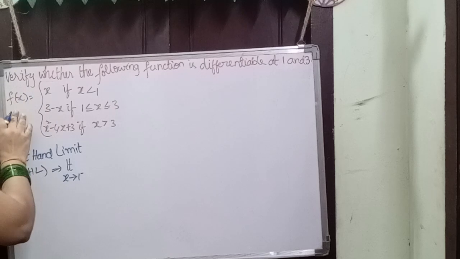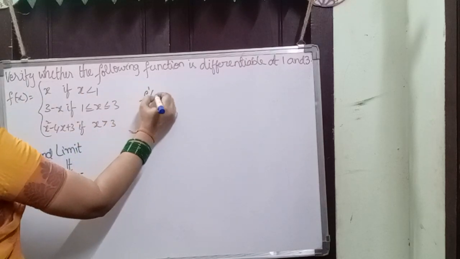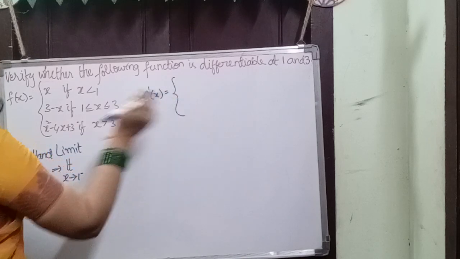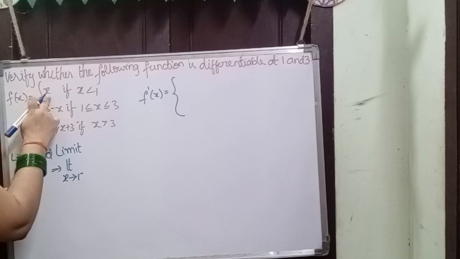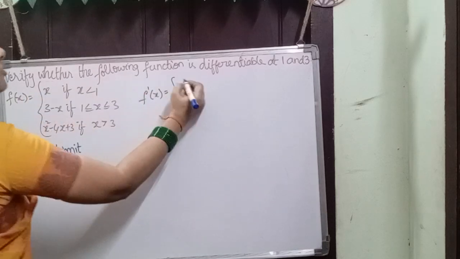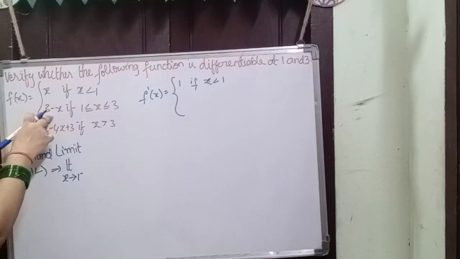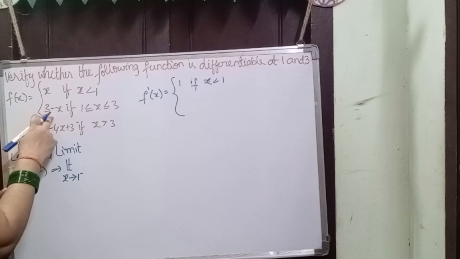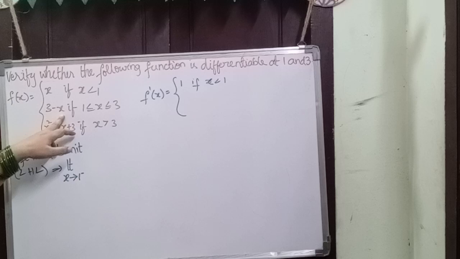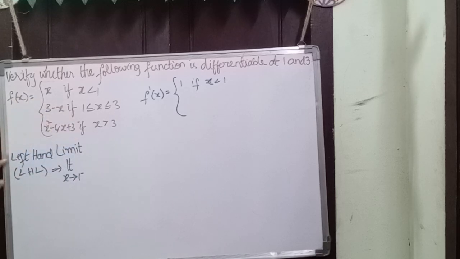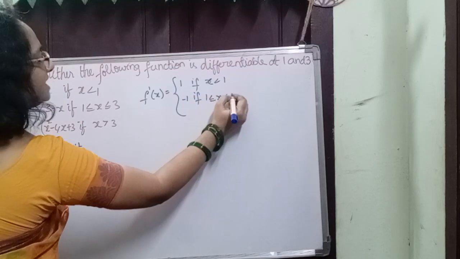Less than 1 means x. Before that, let us write the derivative function for this. f dash of x equals, if you differentiate x, d by dx of x is 1, if x is less than 1. Next, d by dx of 3 minus x: 3 is constant, so 0, and d by dx of x minus 1 you will get, so minus 1, if 1 is less than or equal to x less than or equal to 3.